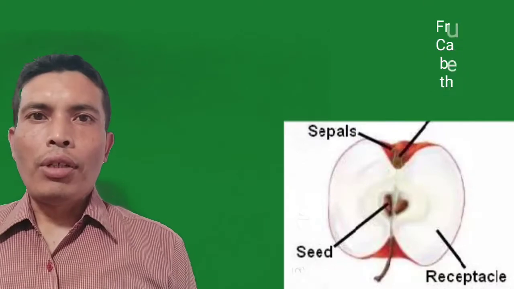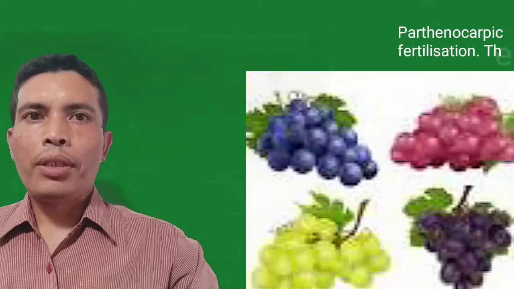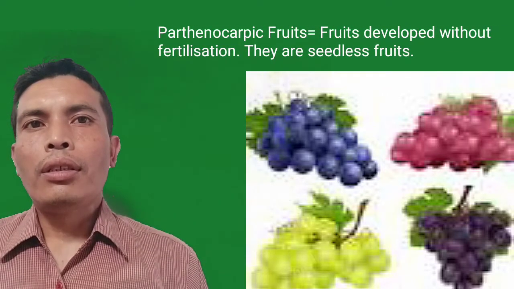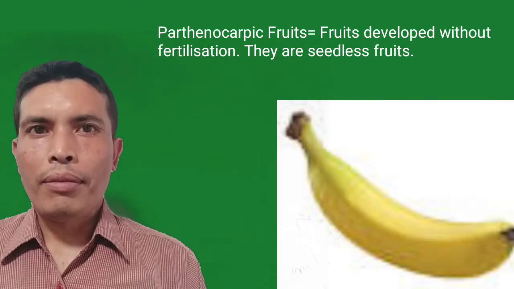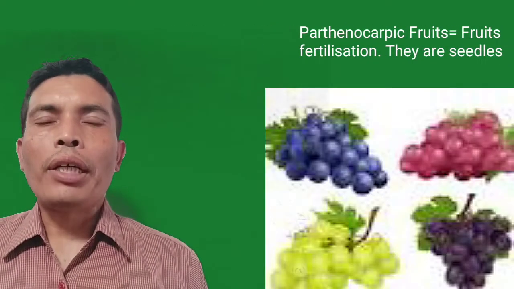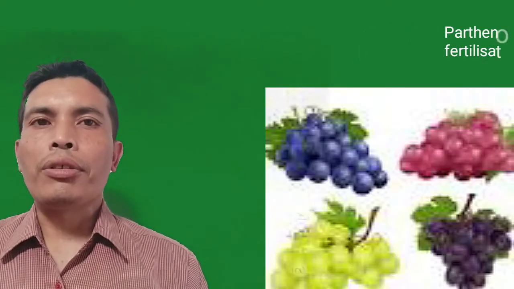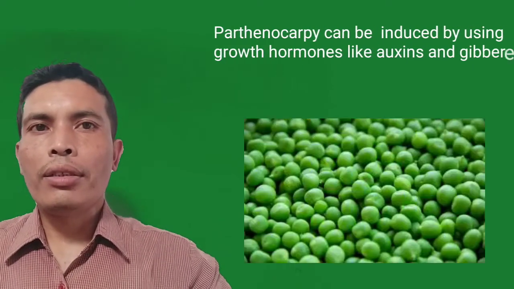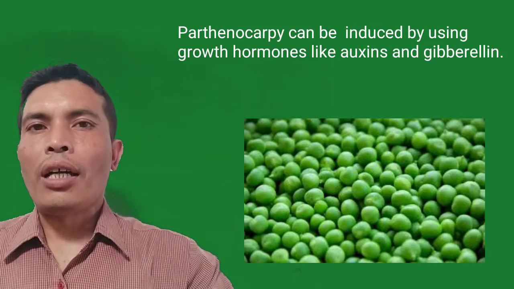So next, let us know about parthenocarpic fruits. Some fruits develop without undergoing fertilization. These are called parthenocarpic fruits. Examples are banana and grapes. Parthenocarpic fruit can be induced through the application of growth hormones like auxins and gibberellins, and such fruits are seedless.